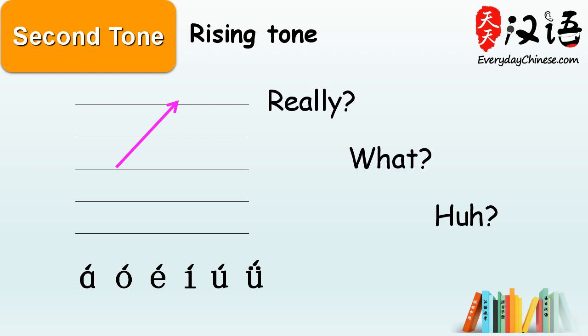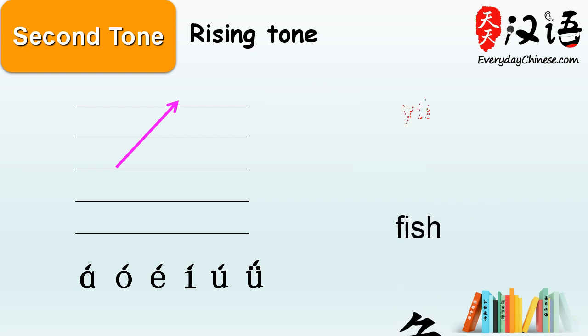As you see, the tone mark is represented by a rising line, which vividly depicts how we pronounce the second tone. Start your voice in the middle of your tone and move your head all the way up. Now read after me. Á, ó, é, í, ú, ǘ. A good example is how we say fish. 鱼, 鱼. Fish.